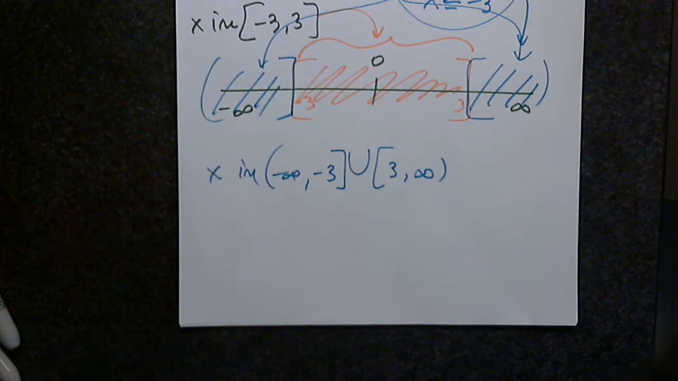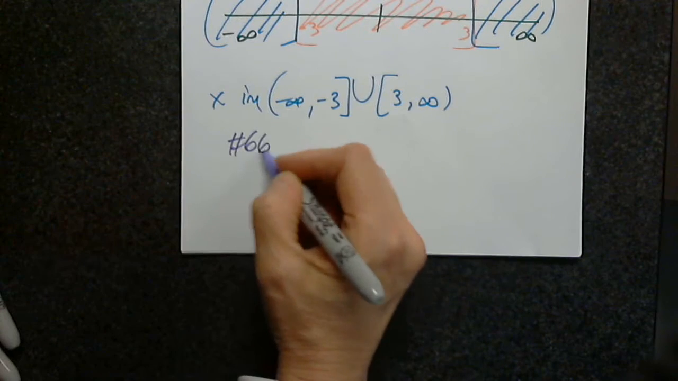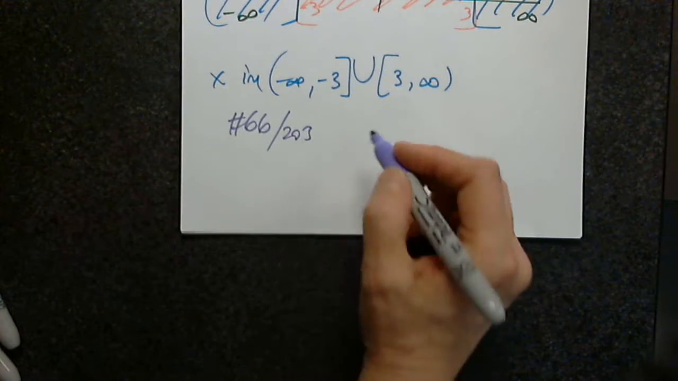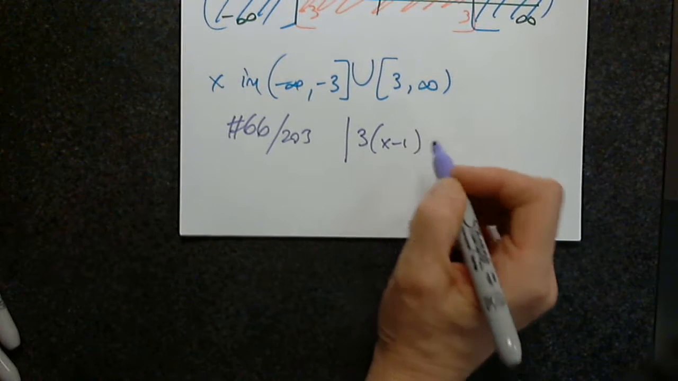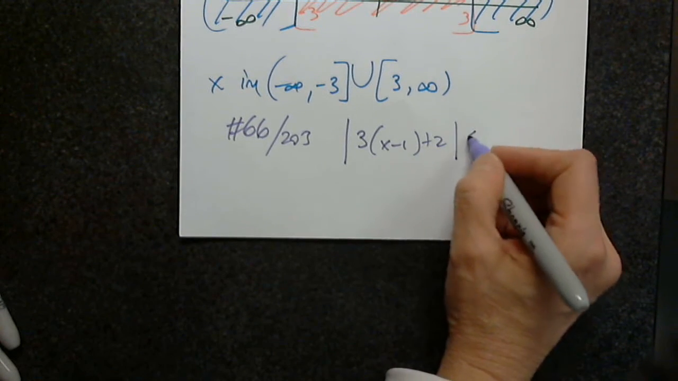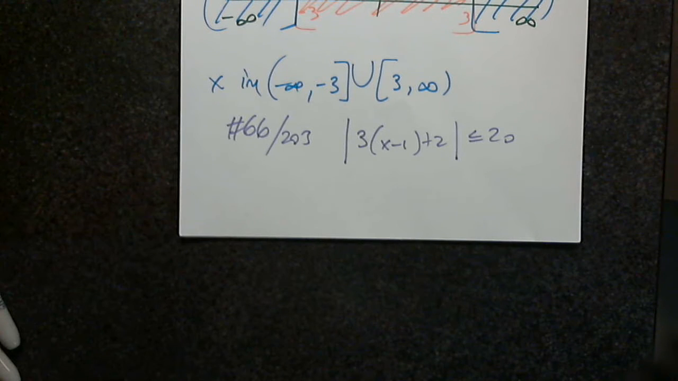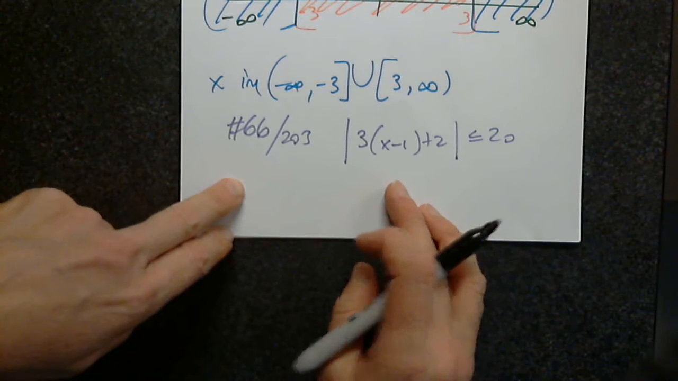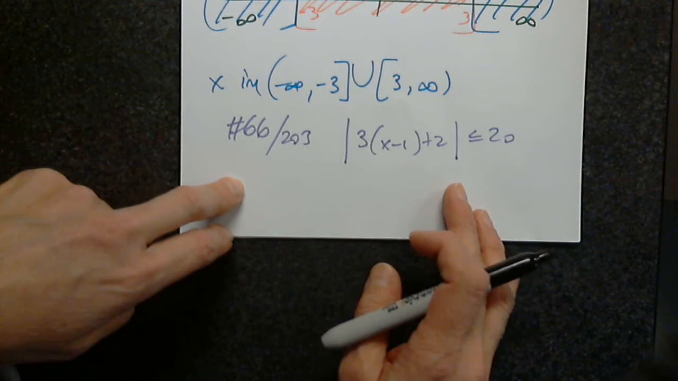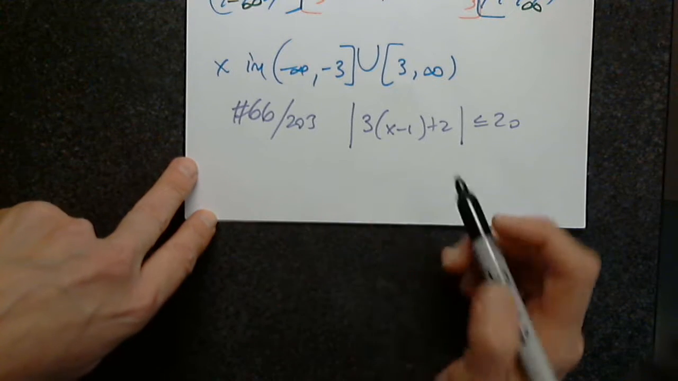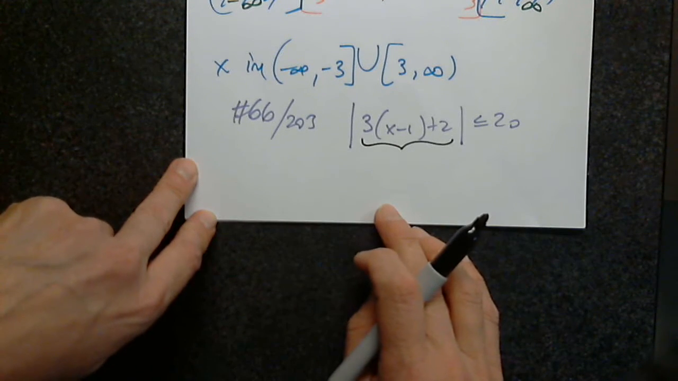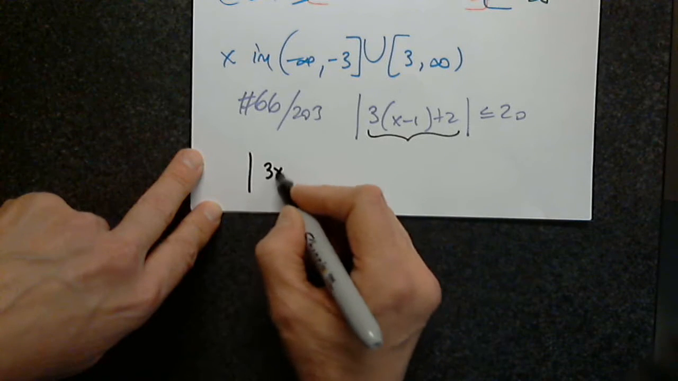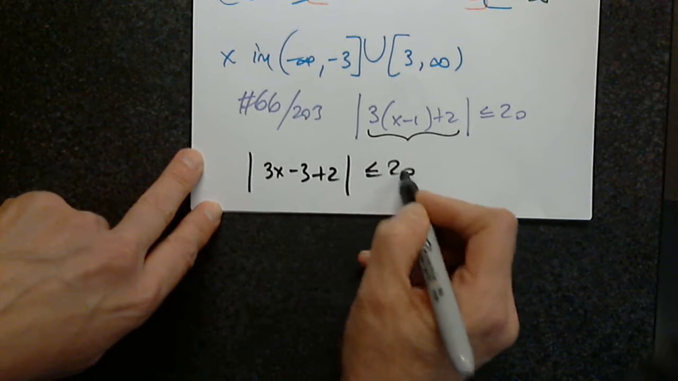Let's start with 66 on page 203. The absolute value of 3x minus 1 plus 2, in absolute value, less than or equal to 20. We need to write a note. The absolute value is not a grouping symbol. Please do not distribute stuff in, or put factors in. Do not take anything outside. You cannot do that. Can I simplify inside? Yes, and I will. The absolute value of 3x minus 3 plus 2 is less than or equal to 20.